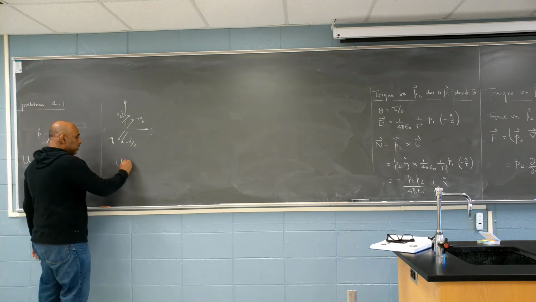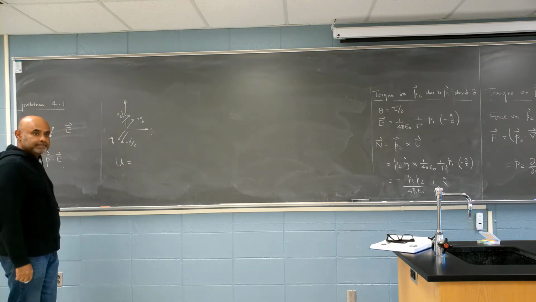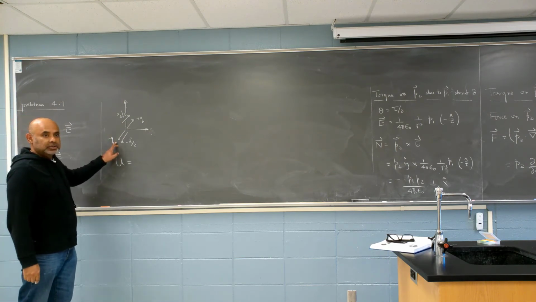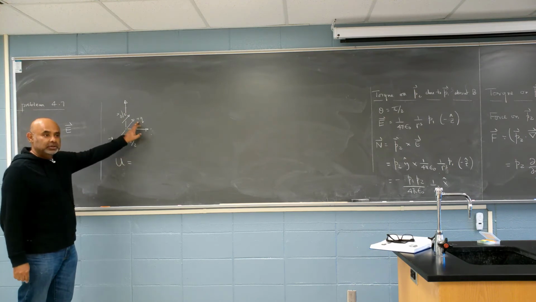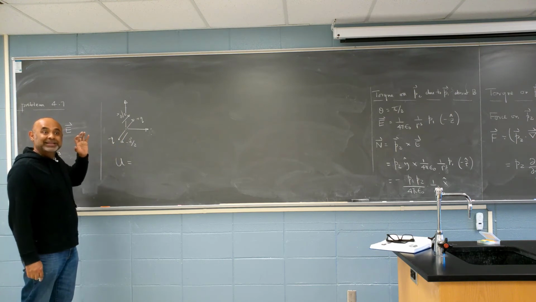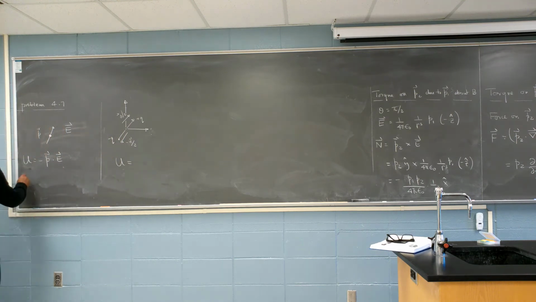The potential energy is easy. Remember, the dipole is not seeing itself. That means this charge is not interacting with that charge and vice versa. Well, it is, but we're ignoring that. We're talking about the external interaction energy.